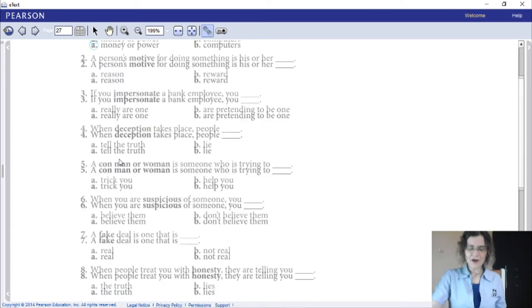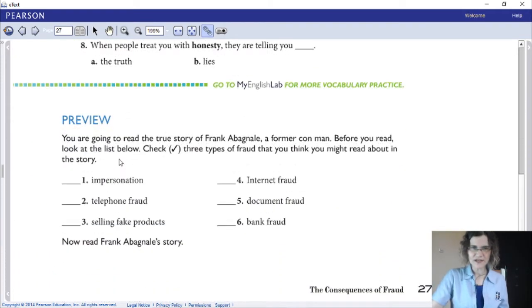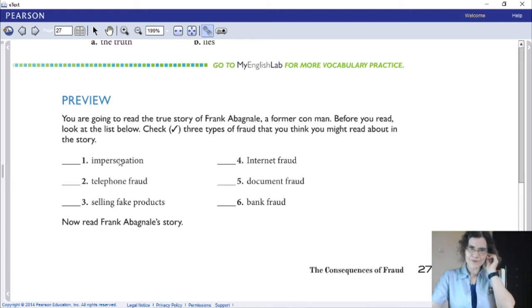Okay, before we get into the text, you're going to read the true story of Frank Abagnale. This is a true story. He is a former conman, and that is because it is a true story. It's interesting. Now, before you read it, I would like you to look at the list below, and I want you to check 3 types of fraud that you think you might read about in the story. 3 types of fraud. You wouldn't know, but you need to predict. Okay, go ahead, do that.